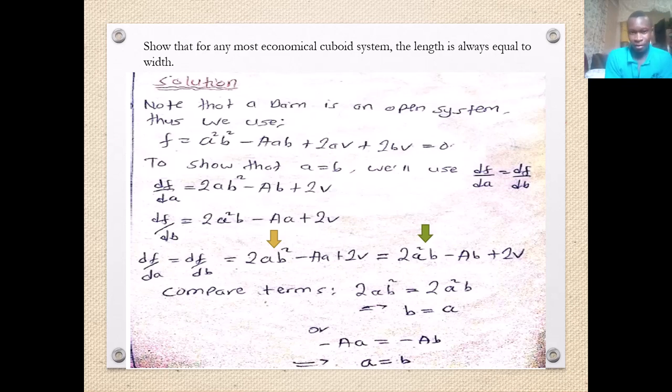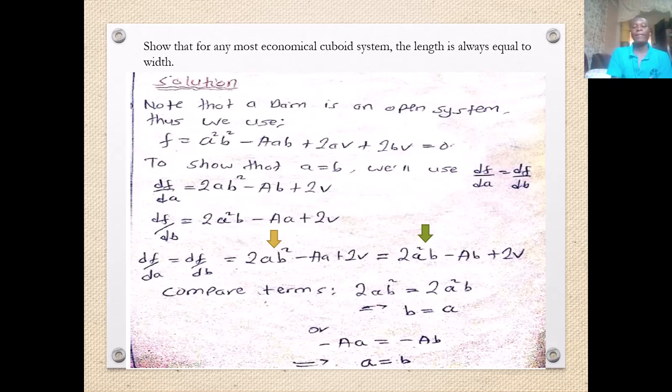So the first one, df over dA with respect to a, we are going to have 2ab squared minus ab plus 2v. And then again with respect to b, for the same function, we are going to have 2a squared b minus aa plus 2v. Then equating them, this is what we are going to have: 2ab squared minus aa plus 2v equals 2a squared b minus ab plus 2v.